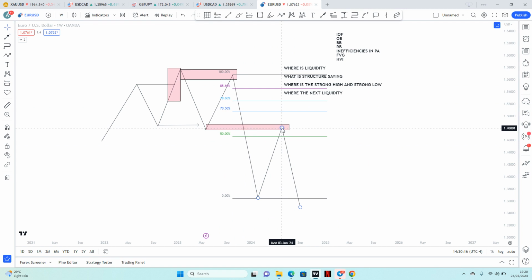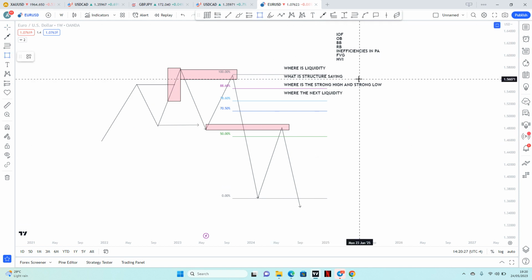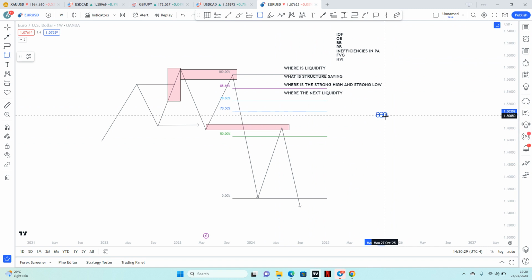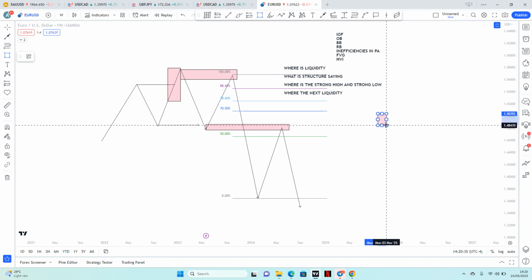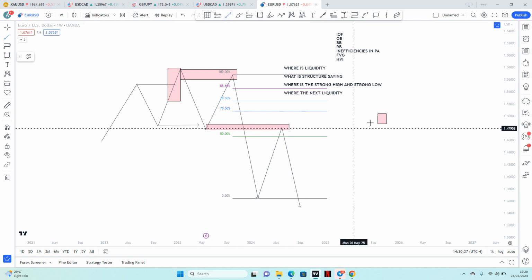Then for rejection blocks, they are almost the same thing as order blocks. It was actually rejection blocks that I was going to say are the same thing as order blocks, but I mistook it for breaker blocks. So what do you call rejection blocks? Rejection blocks are what we call hidden order blocks.